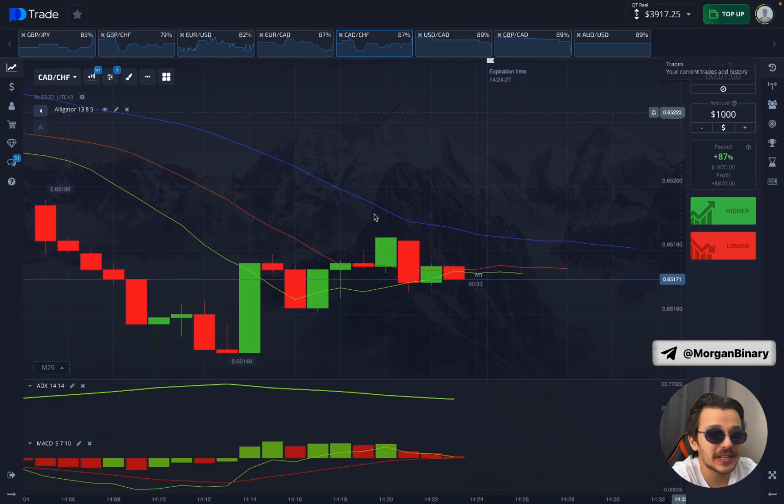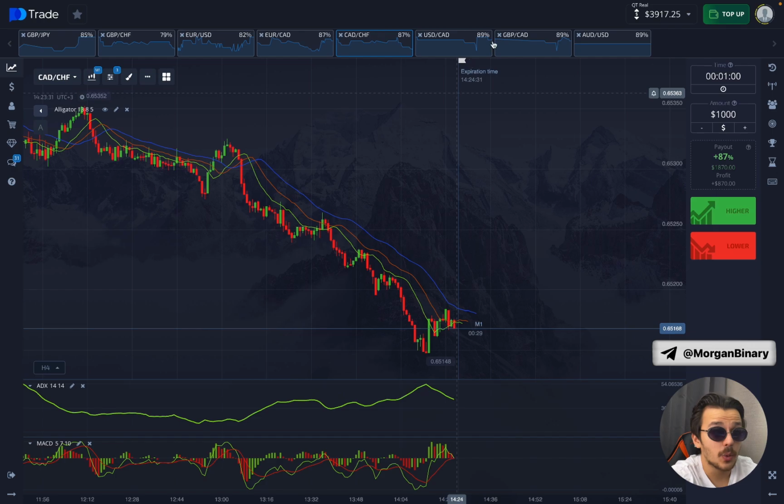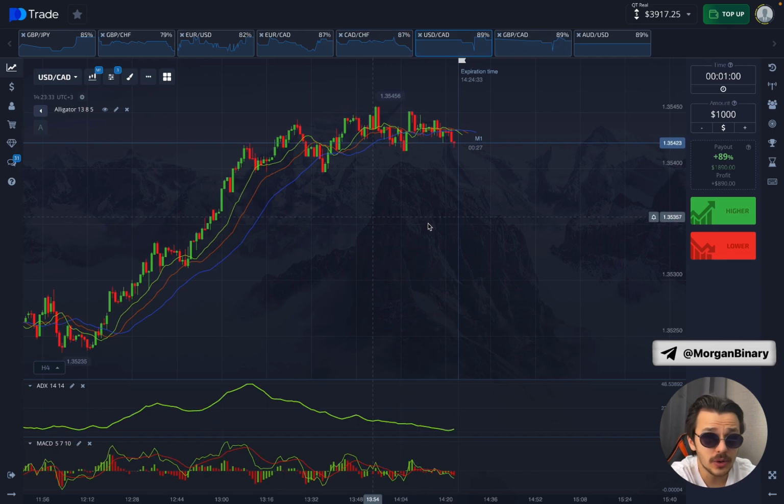Quite an interesting entry into the deal here. I think you understand the principle of working with these indicators. So let's go to the conclusion.